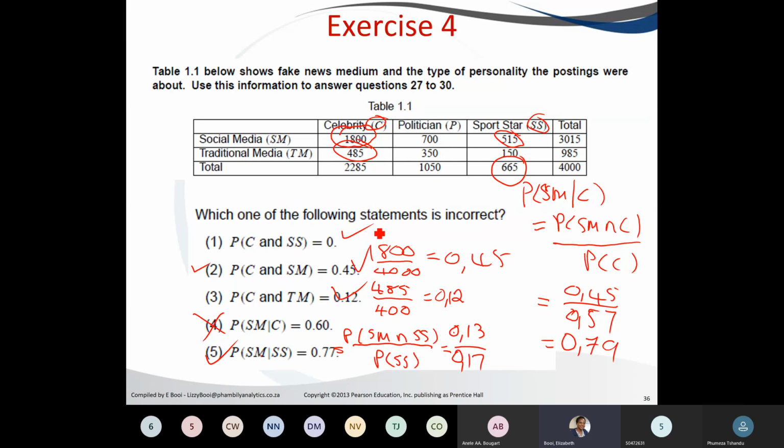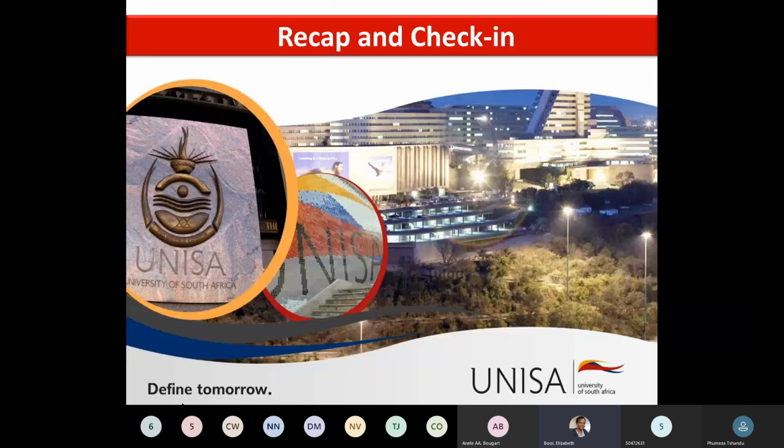And that's how you answer the questions when it comes to the probabilities. I'm going to recap just now.